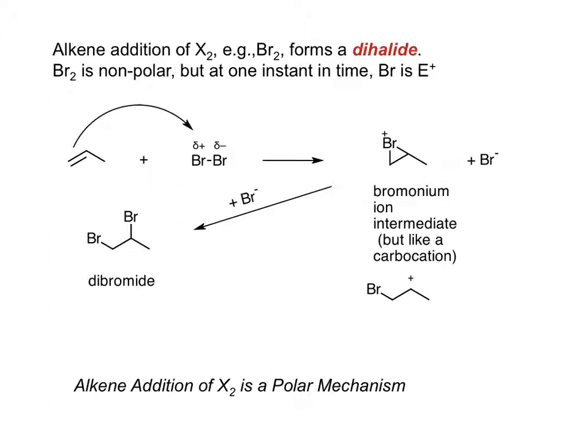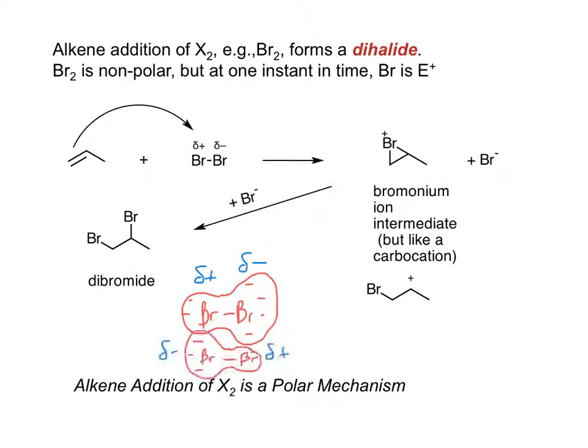This is a polar reaction, so the pi bond in the alkene is the nucleophile and bromine is the electrophile. Now Br2 is nonpolar, but here's what's happening. At one instant in time, there's more electrons around one Br than the other. So the right Br has a partial negative charge, the left one has a partial positive charge. At another instant in time, the reverse is true. Averaged over time, the electron distribution around each Br is uniform, and that makes Br2 nonpolar.